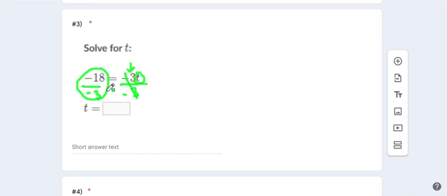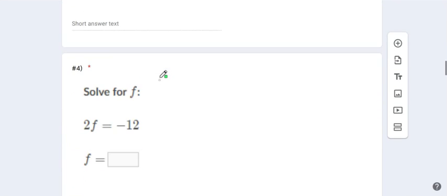Negative 18 divided by negative 3. I'm going to use my multiply divide rules. Same signs, positive. 18 divided by 3 is 6. So t is equal to 6. And that makes sense, right? Because if I put the 6 in for t, this is negative 3 times t. So negative 3 times 6 is negative 18.